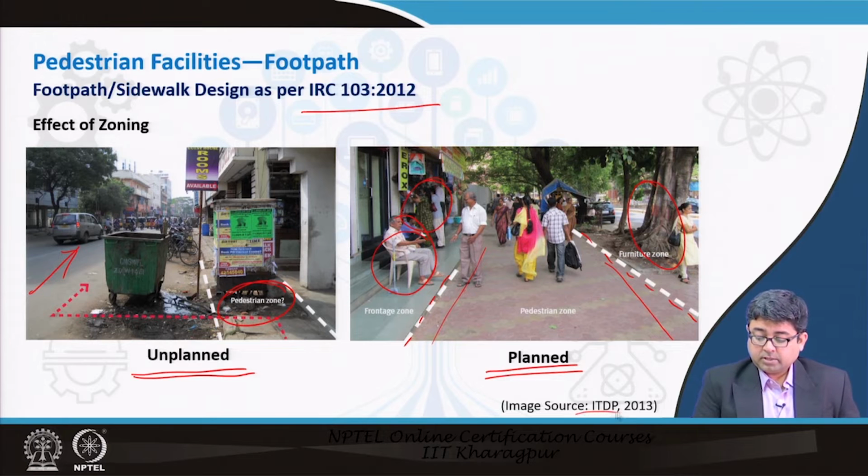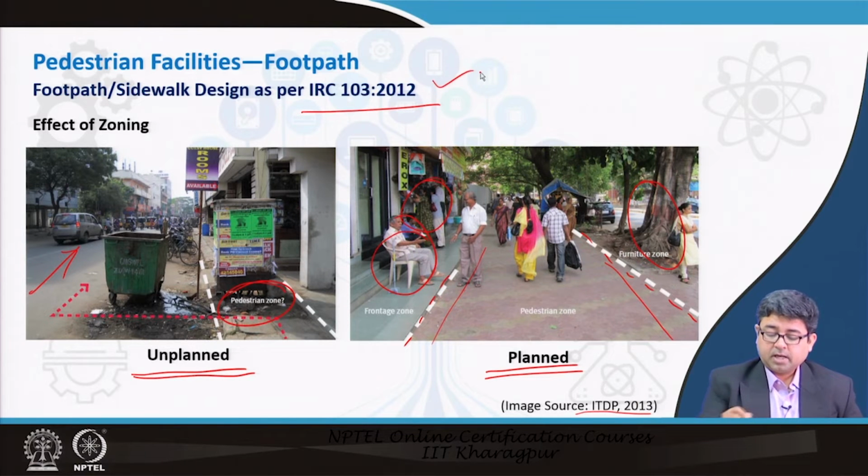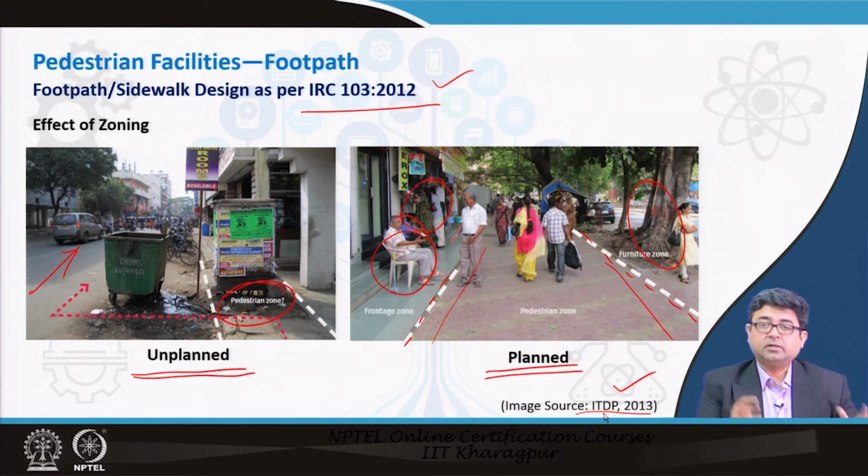All the images are taken from ITDP, and ITDP usually refers to IRC. You will see that we have used IRC and ITDP interchangeably. ITDP we have used for the images, whereas IRC is the primary document that tells us what these zones are about.